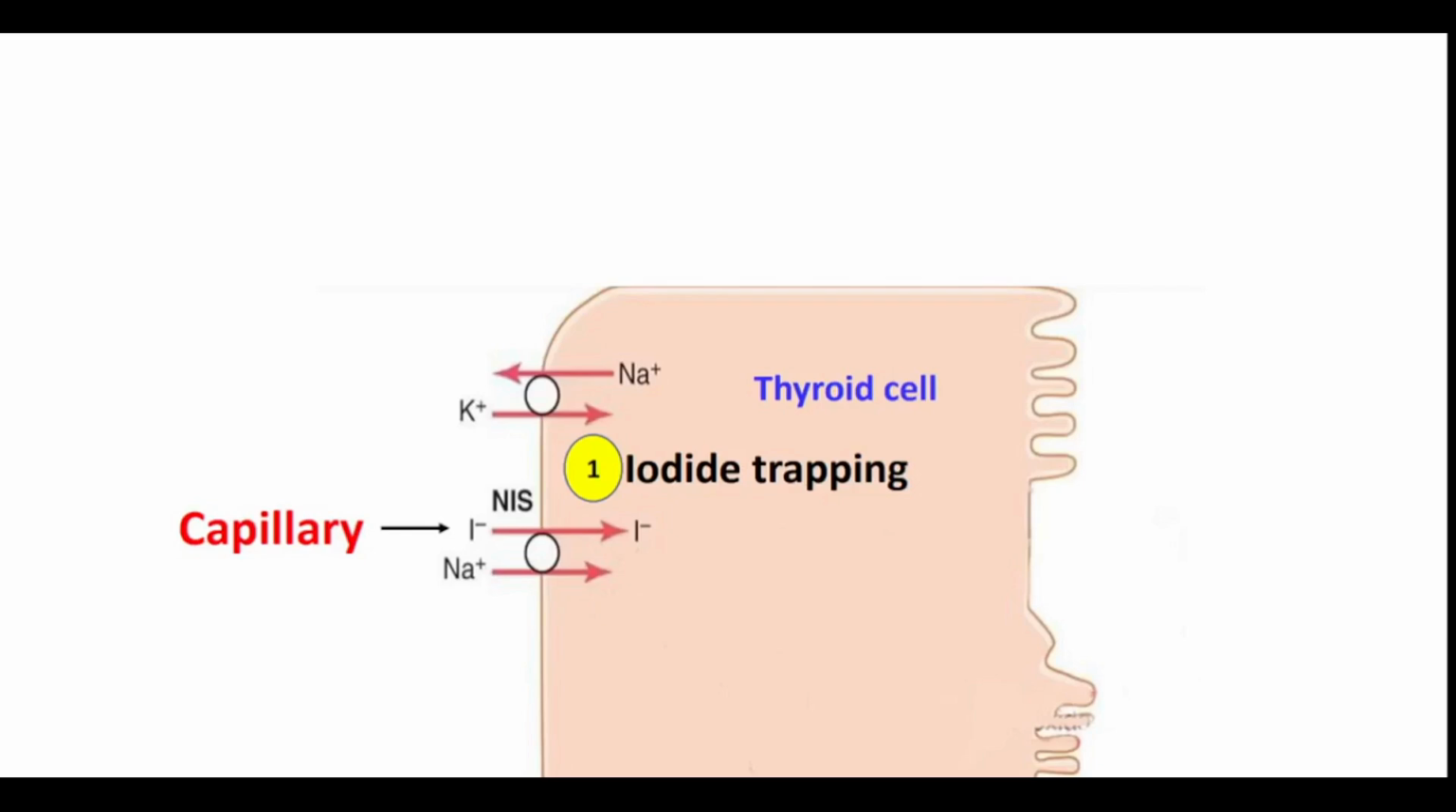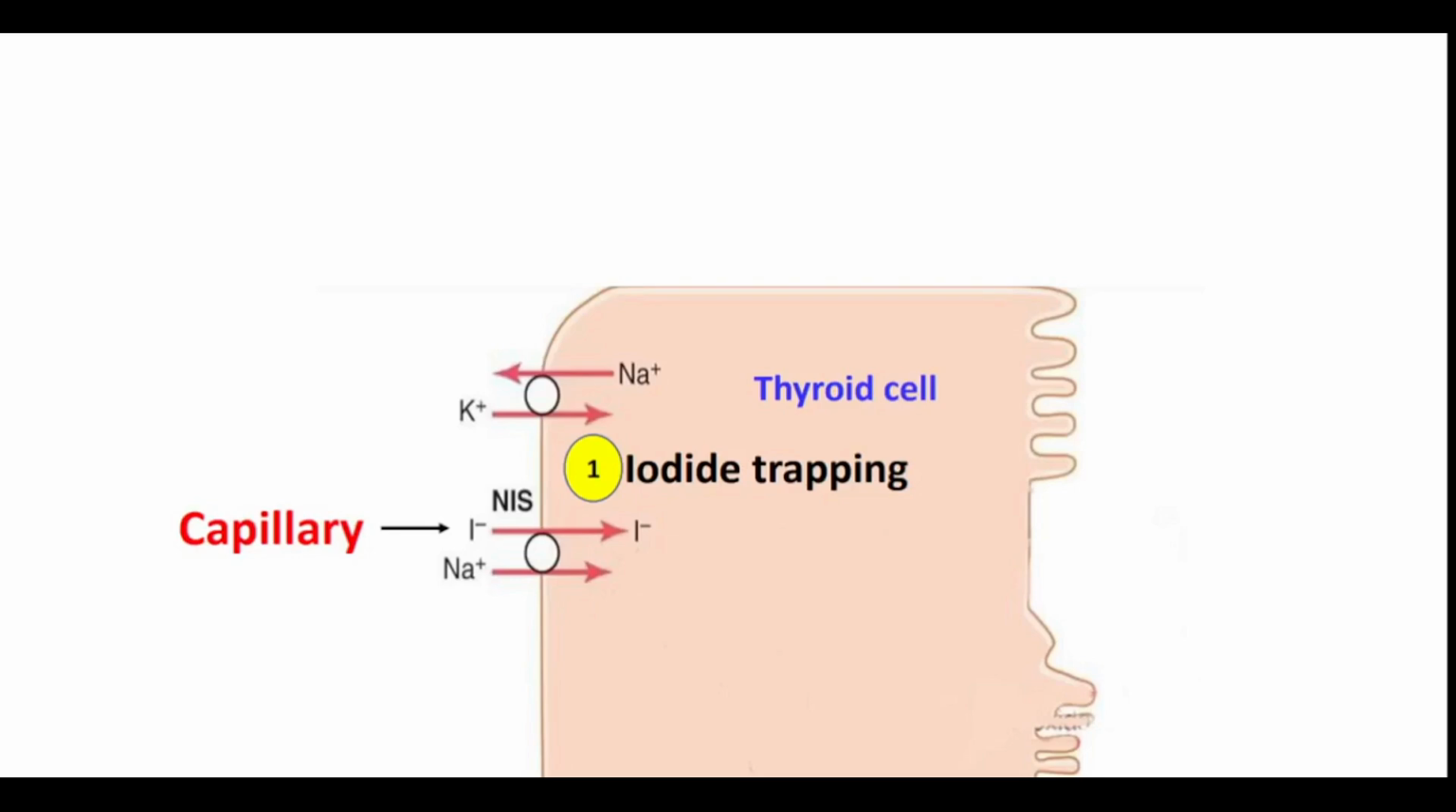Now because of this pump, we are having more sodium in the interstitial space. So it is easy for the sodium iodide symporter to take sodium from the interstitial space to the cell along the concentration gradient. But the concentration of iodide is more in the thyroid follicular cell when compared to the capillary or when compared to the interstitial space. So the transport of iodide is against the concentration gradient, so it requires energy.